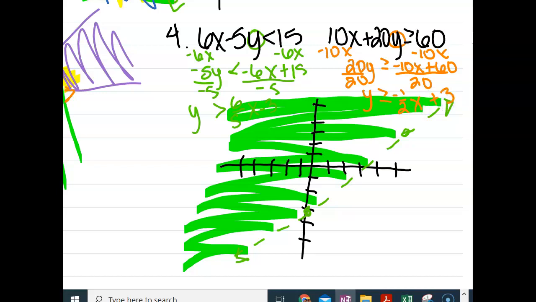You want to make sure you reduce your slope whenever possible. So your y-intercept is at 3. Slope is negative 1/2. This one is going to be a solid line, and it's a greater than or equal to, so this one is also shaded above.